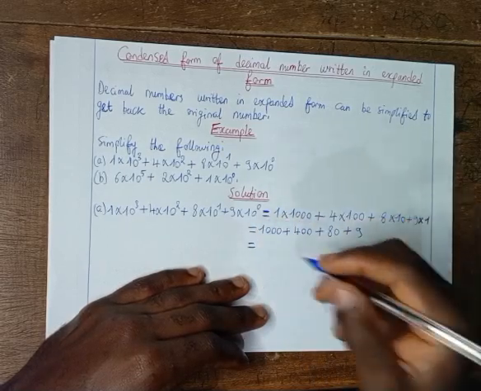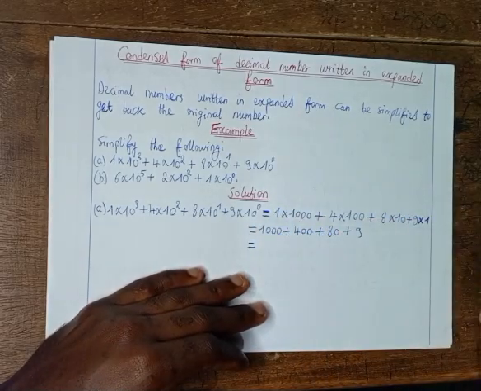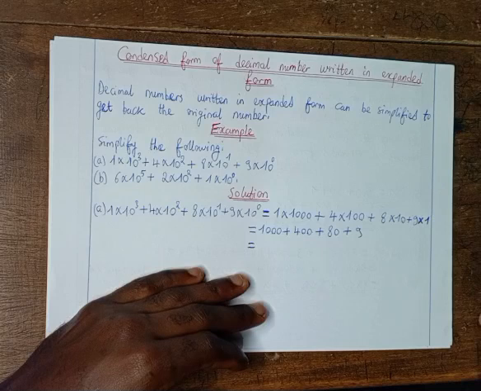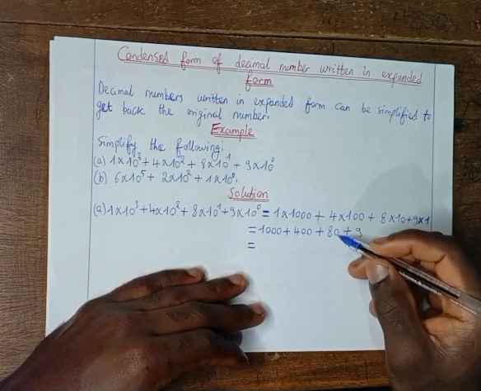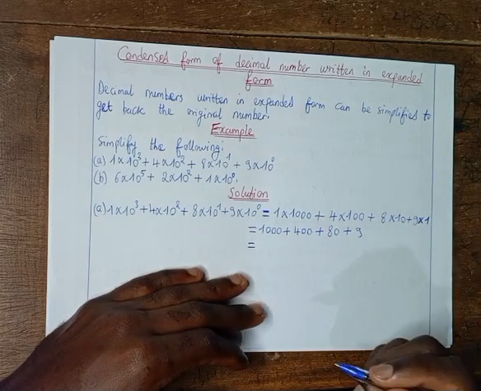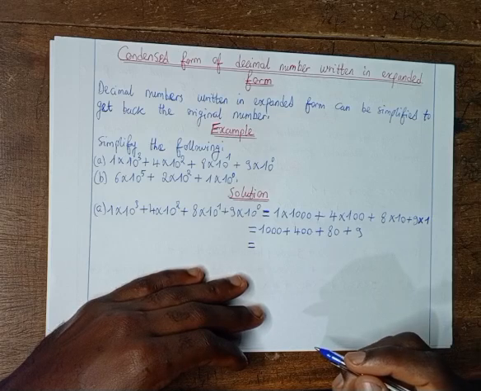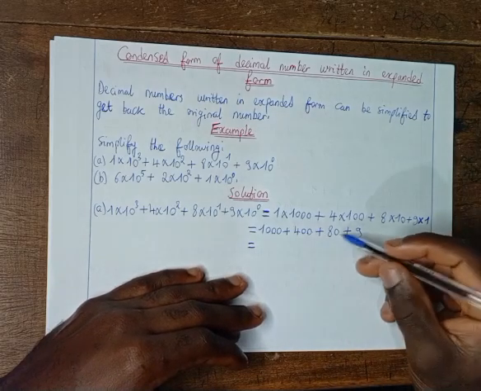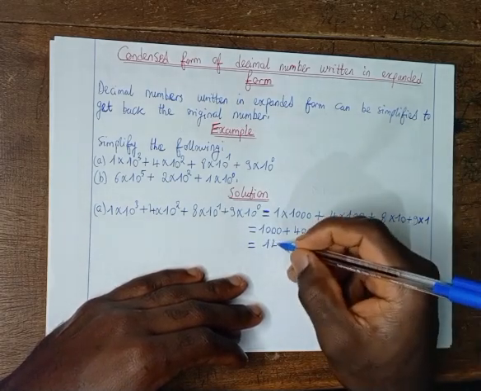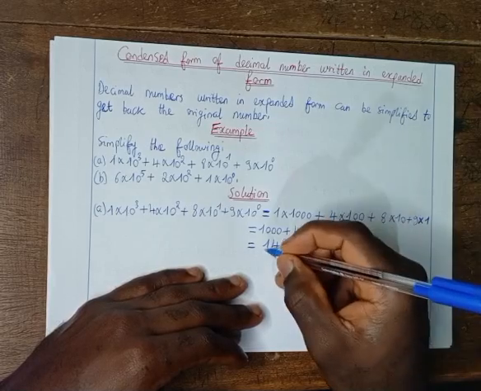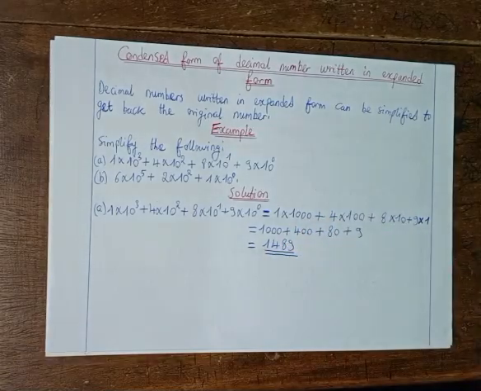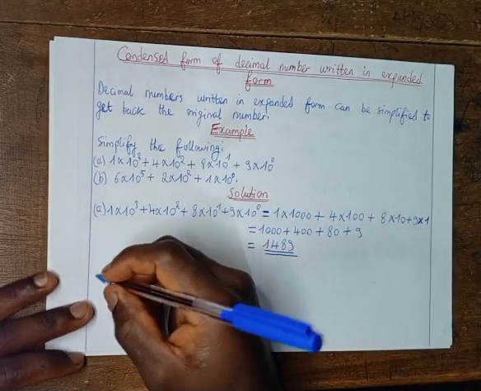Next we have to add: 1000 plus 400 gives us 1400. 1400 plus 80 gives us 1480. 1480 plus 9 gives us 1489. We are done. Next we go to B.